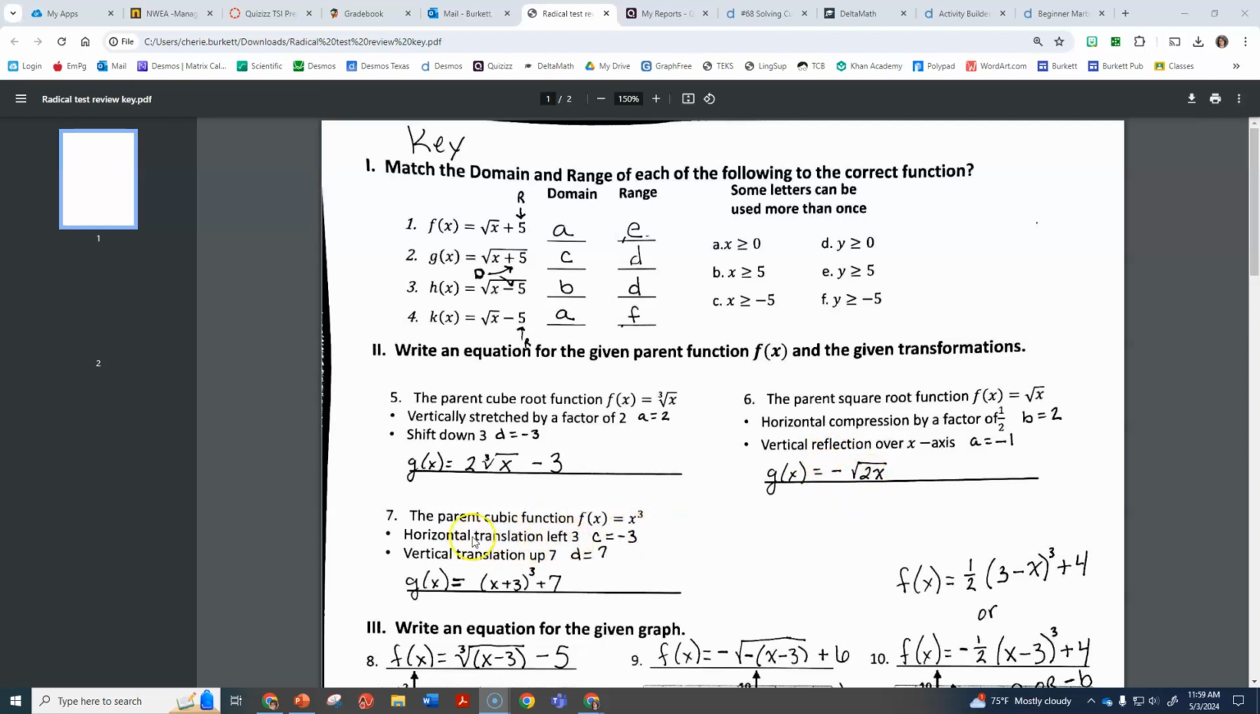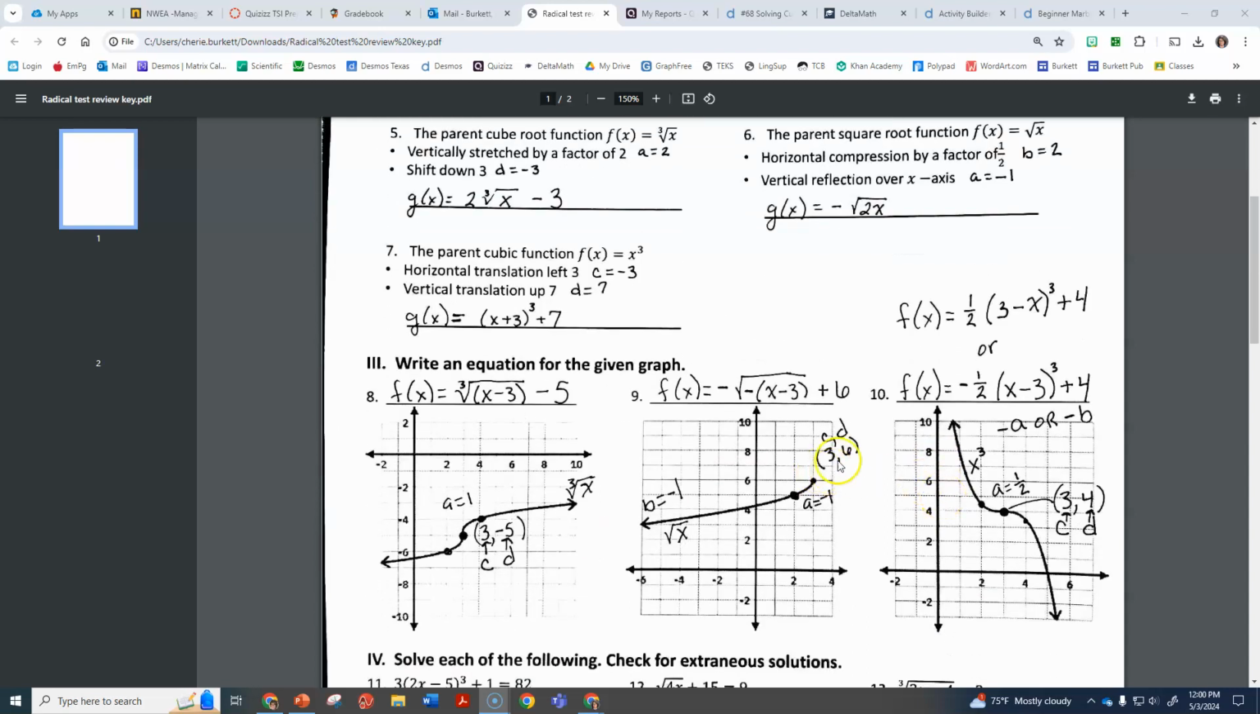Horizontal translation, that's a C value. It went left 3, so my C value is -3, but when you look down here, you see a +3. Shift up, that's a D value. That should be old news.